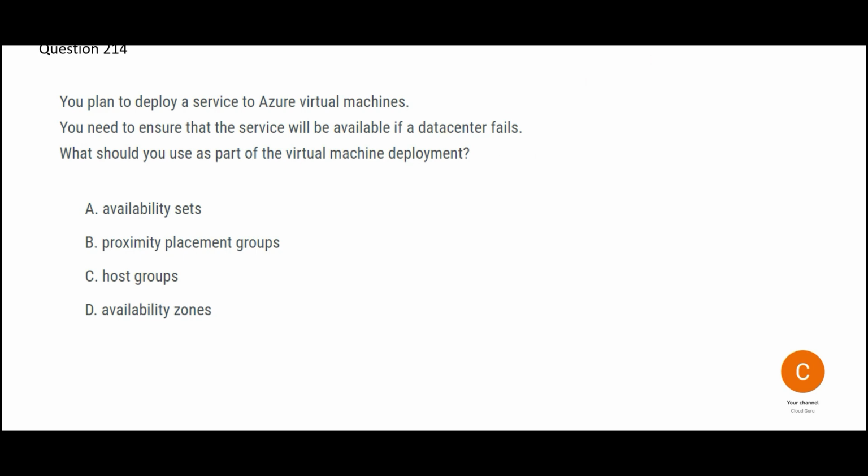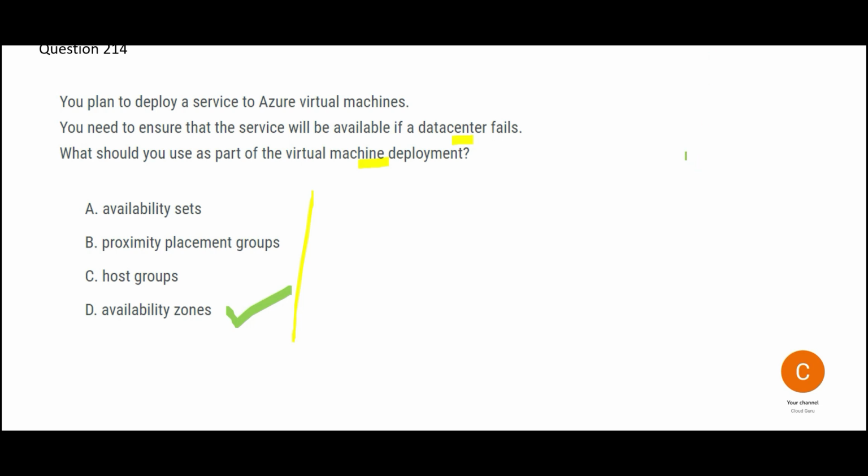Let's jump into the questions. So this is very much a real life scenario. We usually have VMs and we put services on those VMs. And now you want to make sure that if the data center fails, the services are still available. Now, as a part of your virtual machine deployment strategy, what will you use out of these four? So always remember that availability zone is the right answer.